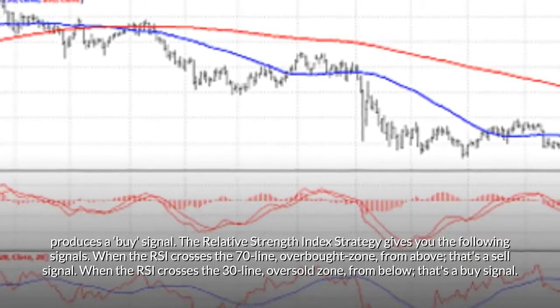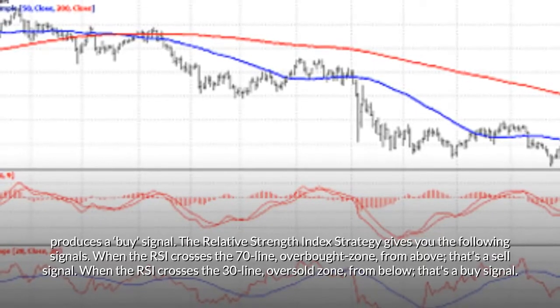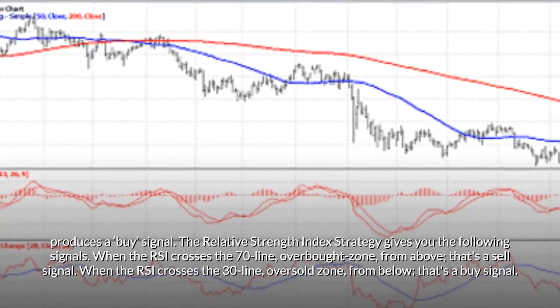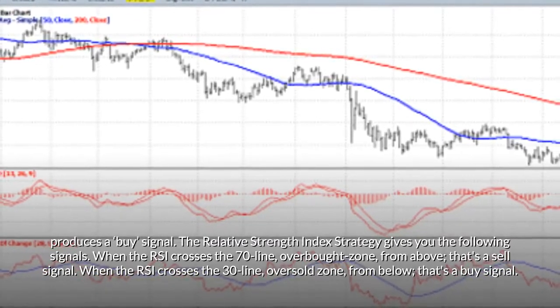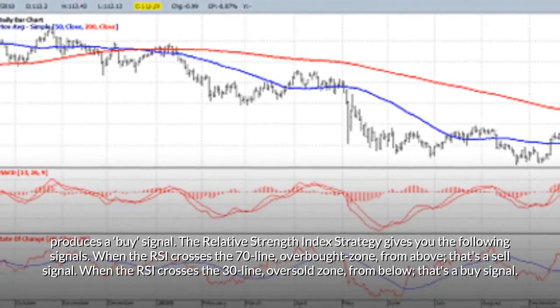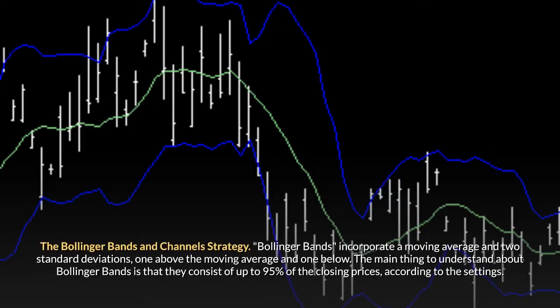The Relative Strength Index strategy gives you the following signals. When the RSI crosses the 70 line, overbought zone, from above, that's a sell signal. When the RSI crosses the 30 line, oversold zone, from below, that's a buy signal. The Bollinger Bands and Channel strategy. Bollinger Bands incorporate a moving average and two standard deviations, one above the moving average and one below.